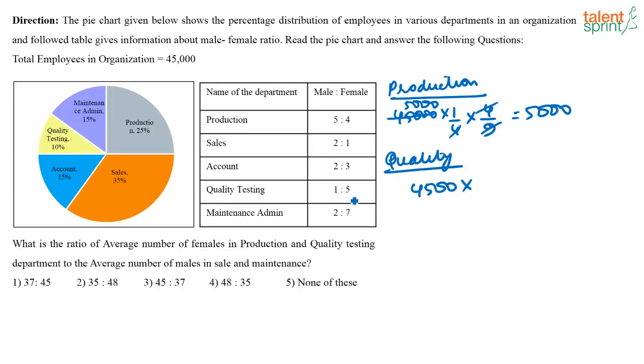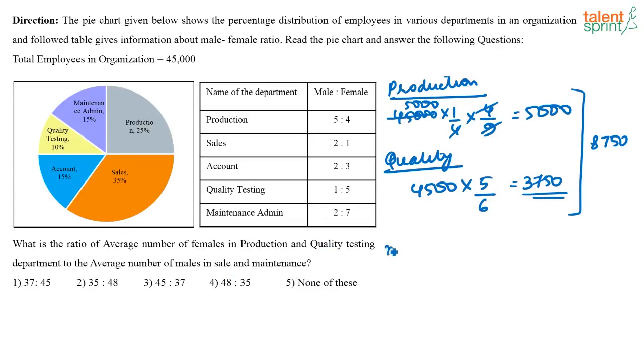Now how many females are there? 4,500 into 5 by 6, correct? Out of 6, 5 are females. So how many females are there? 3750 females are there. Now totally how many females are there in production and quality? 5000 plus 3750, that is 8750. Now next, average number of males in sales and maintenance.